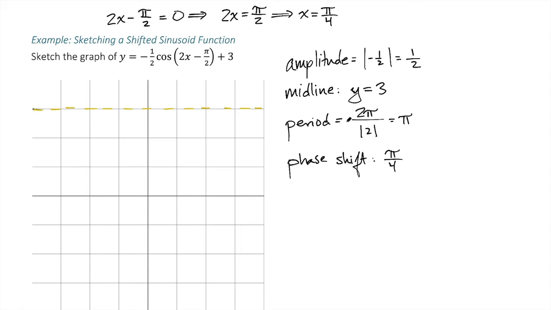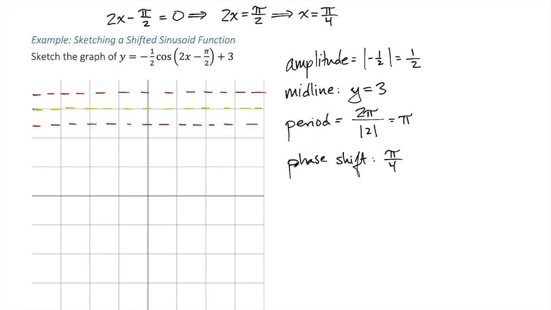Okay, and then we have our amplitude, which is 1/2, and I like to just draw that amplitude above and below the midline, right? So above 3, I go up 1/2, so it puts me at 3.5, and down 1/2 is 2.5, and this just gives me the region that I'll actually be drawing my curve.